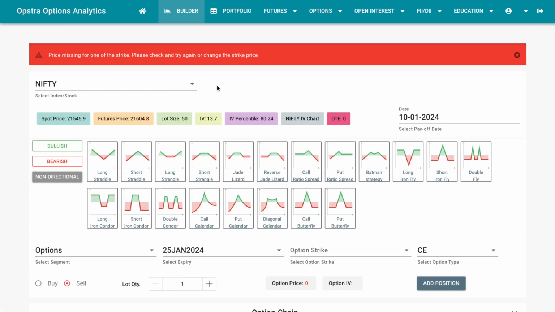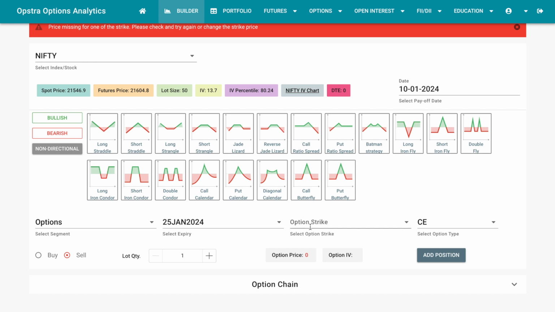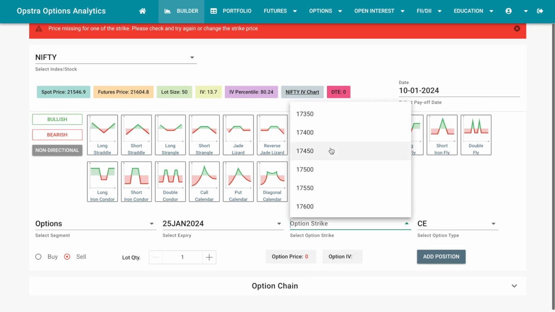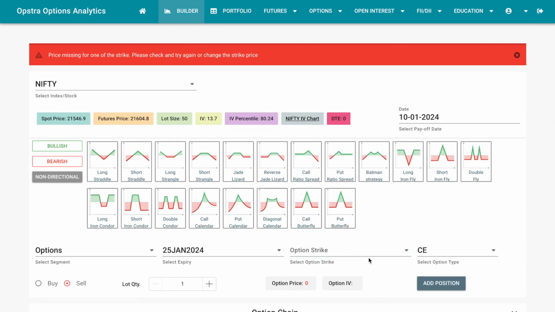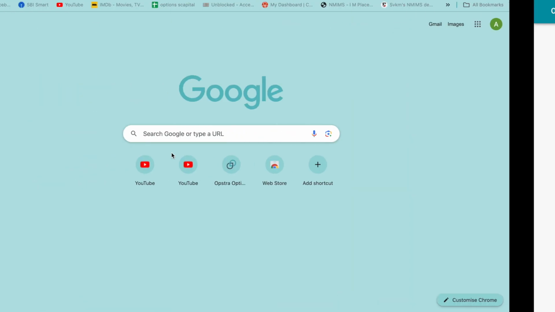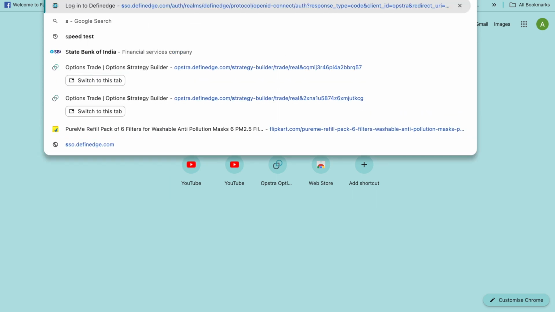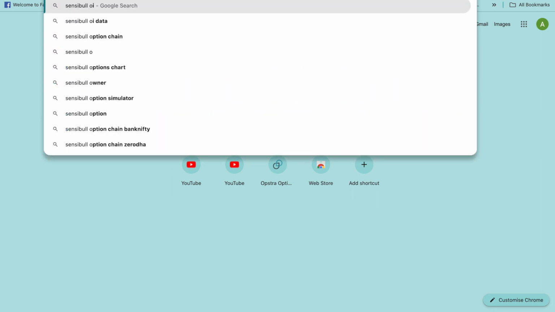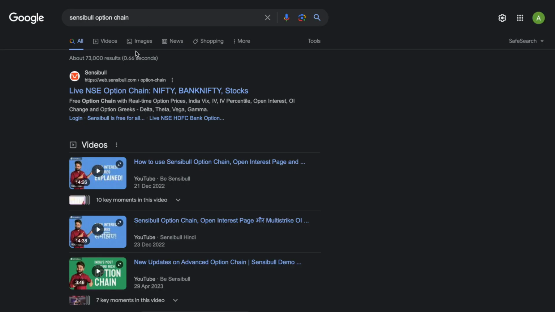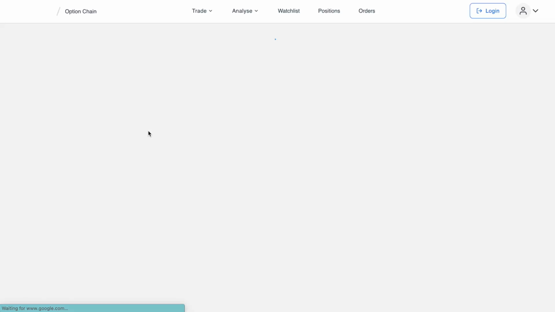Prices are missing from one of the strikes. Please check and try again. Okay, so that's not an issue. We'll just try again for January. We'll go ahead and check the option chain. We'll check the Sensibull option chain. Okay, Sensibull option chain. Here we can go ahead and check this out.